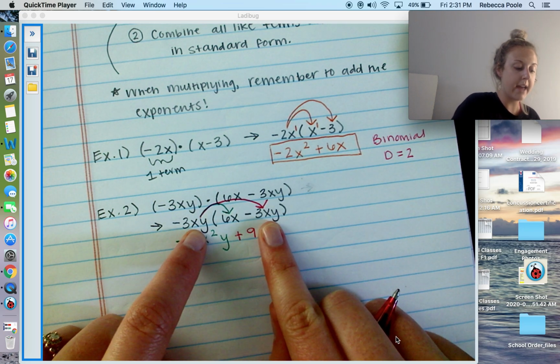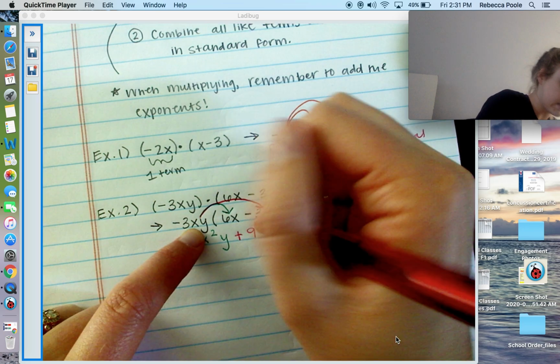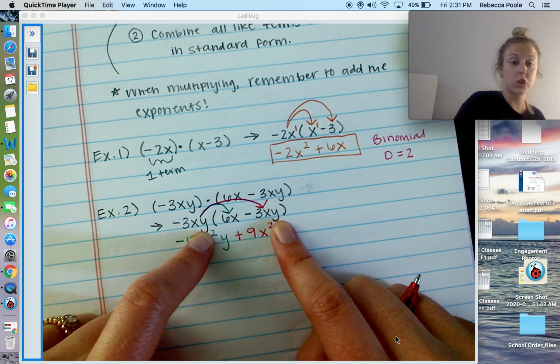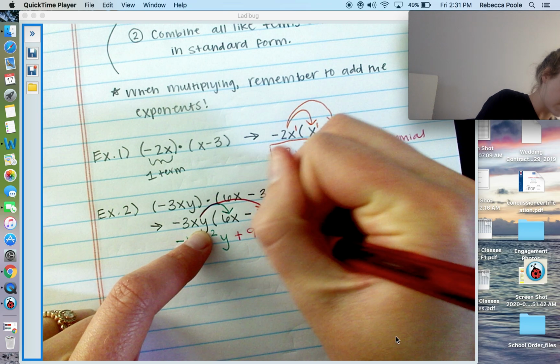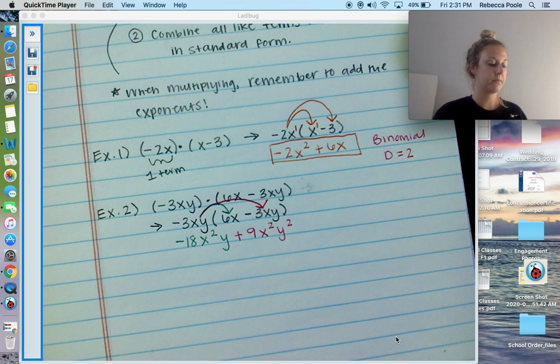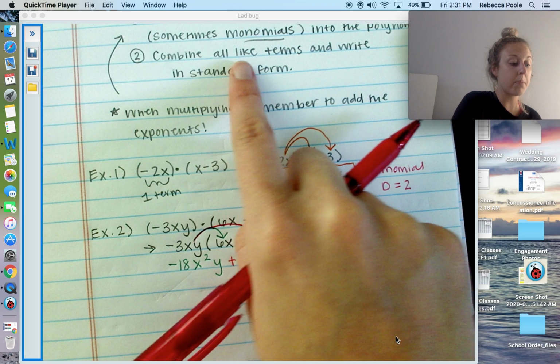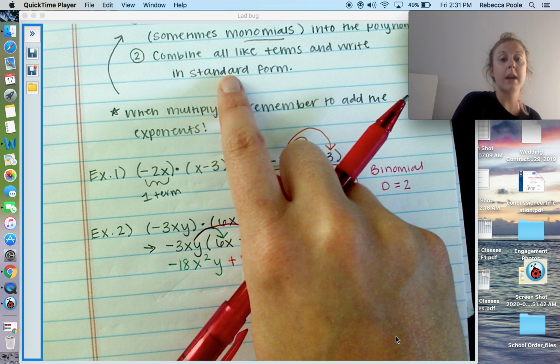I have one x here and another x here, so that's now x squared. And then you also have two y's. So now this is also y squared. Okay? Now our last step is to combine all like terms and write in standard form.